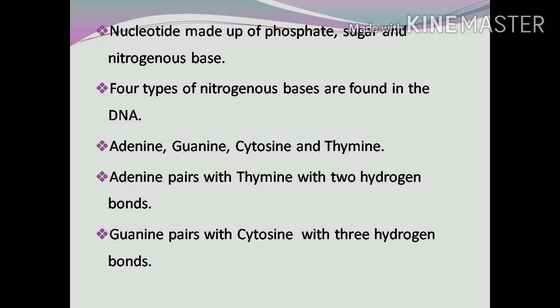Adenine pairs with thymine, or thymine pairs with adenine, with two hydrogen bonds. Guanine pairs with cytosine, or cytosine pairs with guanine, with three hydrogen bonds. So, adenine pairs with thymine with two hydrogen bonds, and guanine pairs with cytosine with three hydrogen bonds. So, this is the DNA molecule.